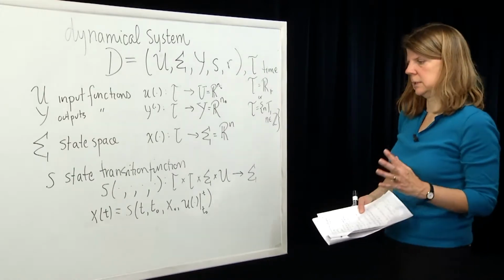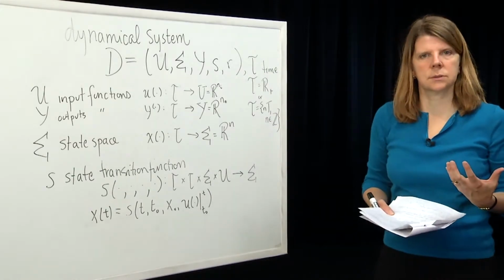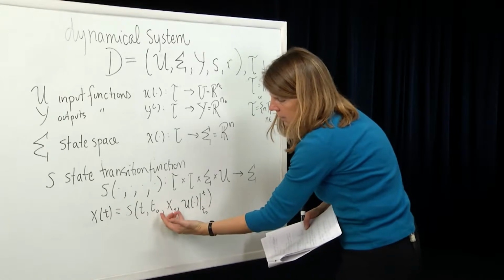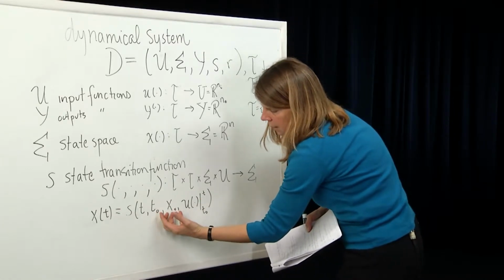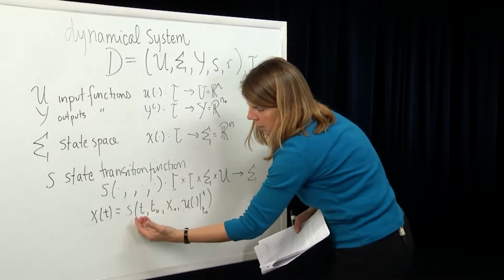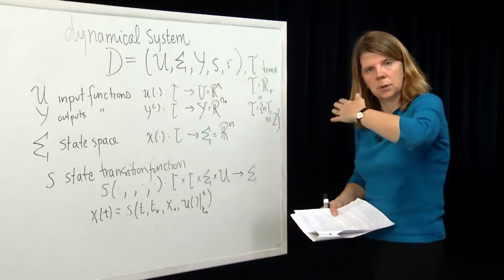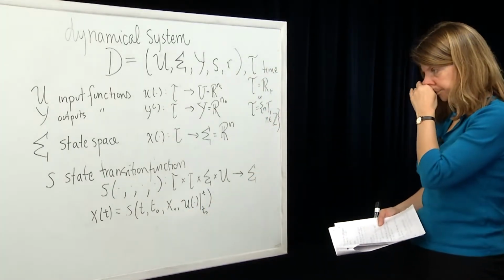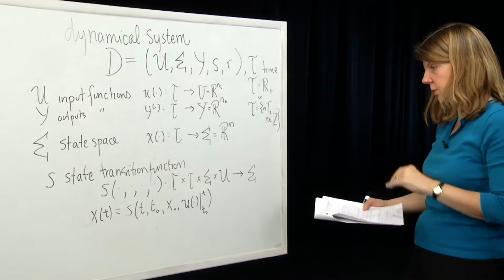And so that function has some dynamics. It's got some memory associated to it because it's transferring from the state at some initial time to the state now using the input over that time interval. So that's the state transition function.